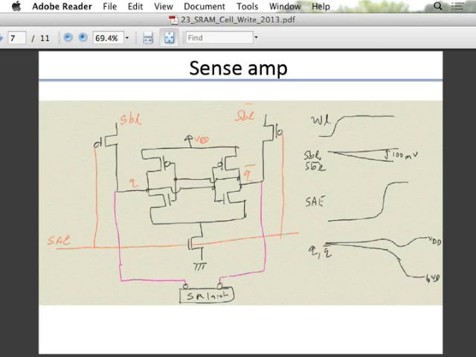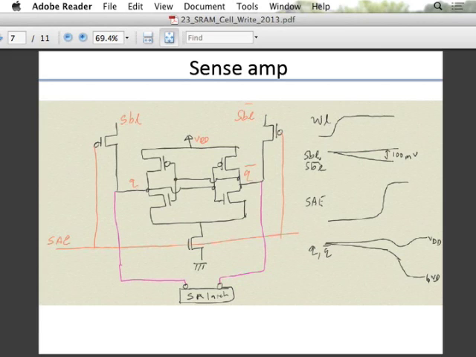As the word line turns on, the bit and bit bar start falling, and depending on which column you select, SBL and SBL bar also start tracking that and falling. As soon as you have enough differential voltage, usually about 50 to 100 millivolts, you turn on the SenseAmp enable. When you turn on the SenseAmp enable, the SenseAmp amplifies this difference to full logic levels. The small 100 millivolts gets amplified to VDD and ground. How does this amplification work?